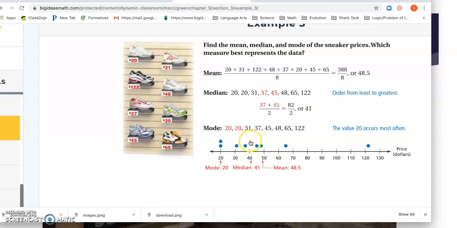41 though, 41 is like right in the middle of all the shoes. Right? $41 would probably represent the data the best if you were going to go in and buy yourself a new pair of sneakers. So in this situation, the median represents the data the best. It's not always the case, but in this situation, it was.